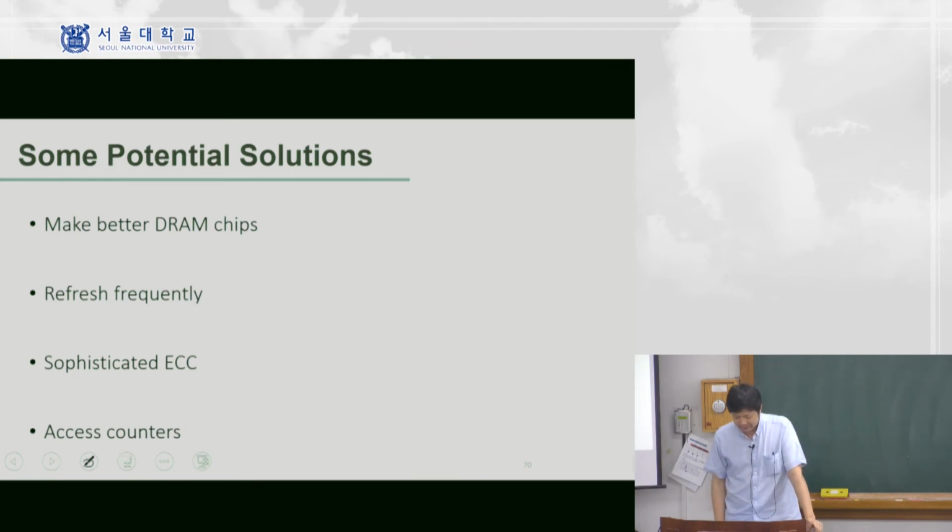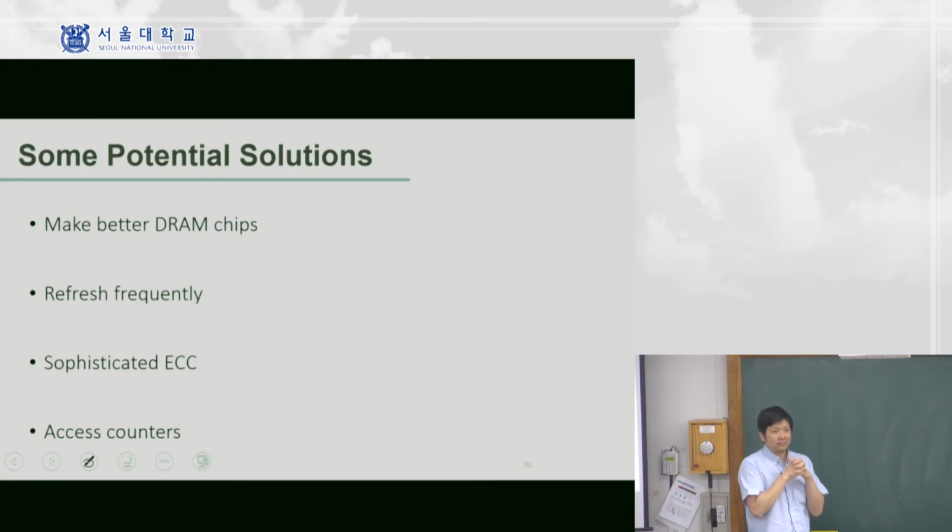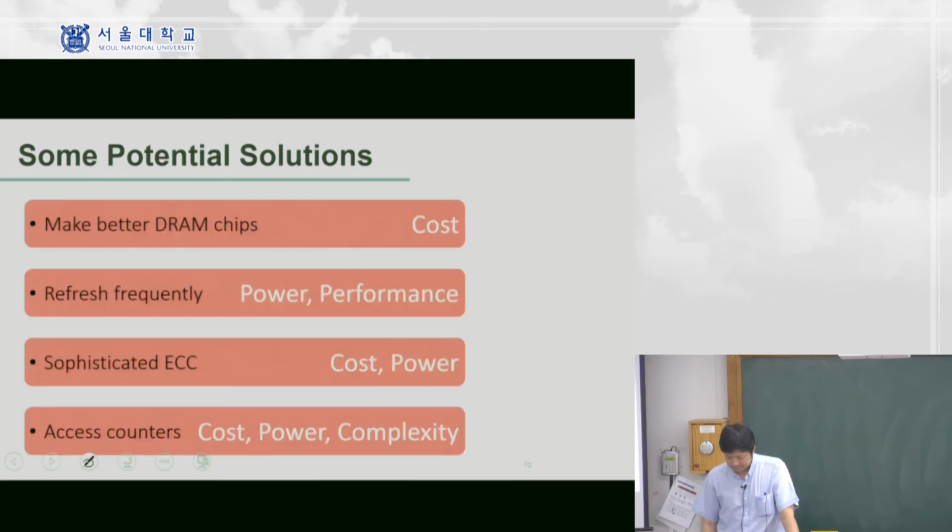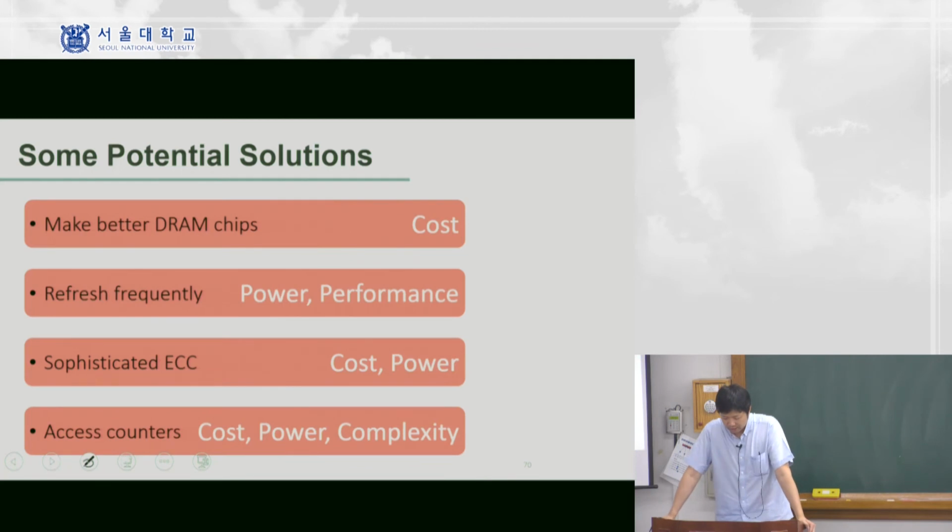And more sophisticated ECC, error correction code. Maybe you can do some parity, more sophisticated ECC code to detect errors. Or access counters. An access counter is something that throttles the access. Basically, you only allow a certain number of times one row can be accessed. I mean, that kind of access control. Access throttling can help mitigate the problem. All of these things come with a cost. Making better DRAM chips makes your DRAM chip more expensive. And more refresh costs power and performance, and sophisticated ECC costs more DRAM area plus power and all these things. There's some overhead that comes with it.